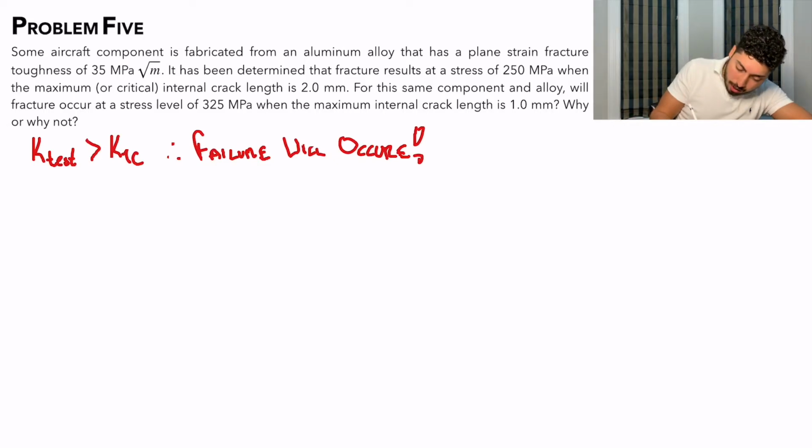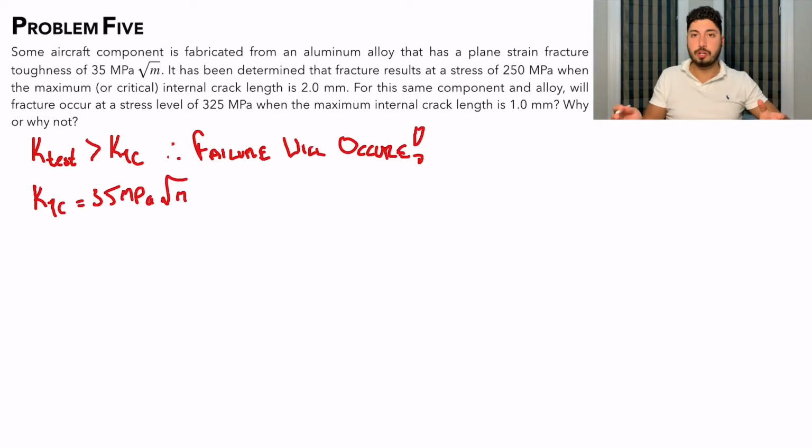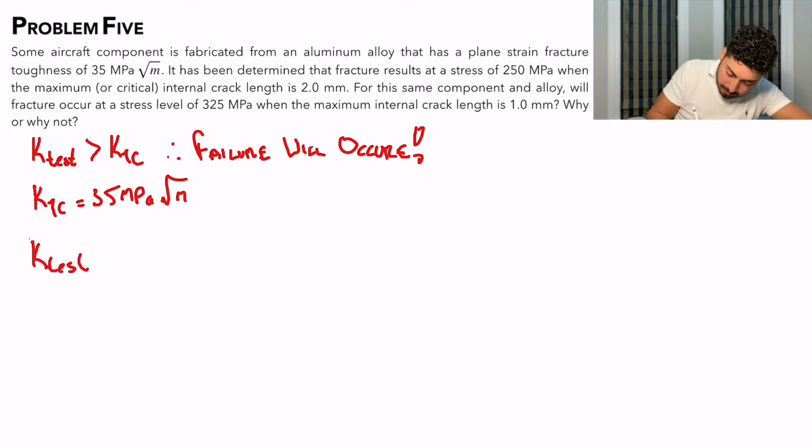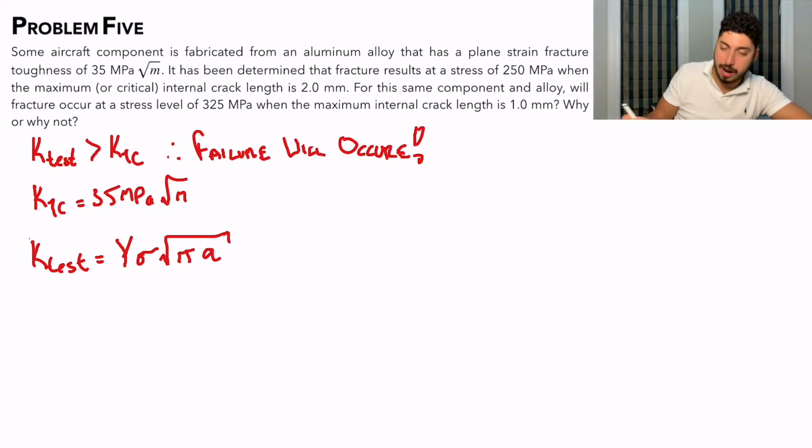So we know our plane strain fracture toughness is 35 megapascals per root meter. So we're good. We only have one side of the inequality to calculate, which is our fracture toughness of our test conditions. So fracture toughness of our test is equal to our geometry factor times our applied stress multiplied by the square root of pi times our crack length. So in the question, we're given the applied stress and we're given the crack length. However, there was no mention of the geometry factor.